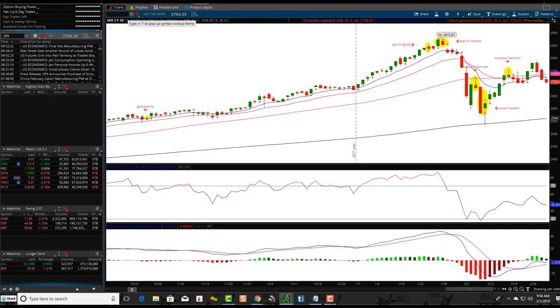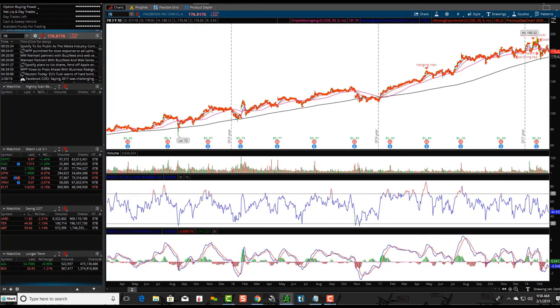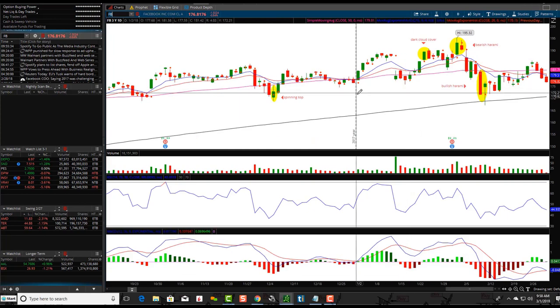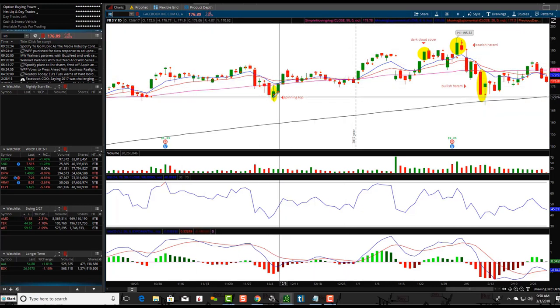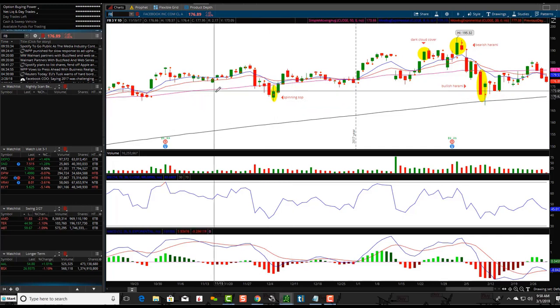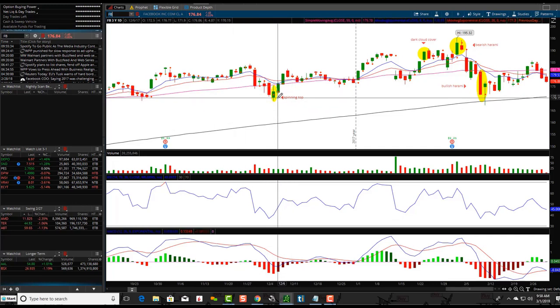Facebook. I think the other one I was showing you earlier was Ford. Ford and Facebook, I get confused sometimes. Spinning top, price is falling over here. You can see this one right here. They're not always going to be perfect. Just remember, don't be like, is this completely a spinning top or is that a bullish candlestick? I really can't tell.